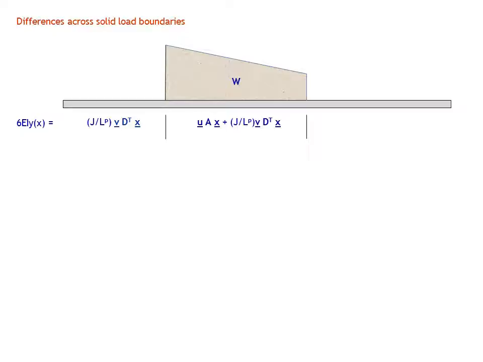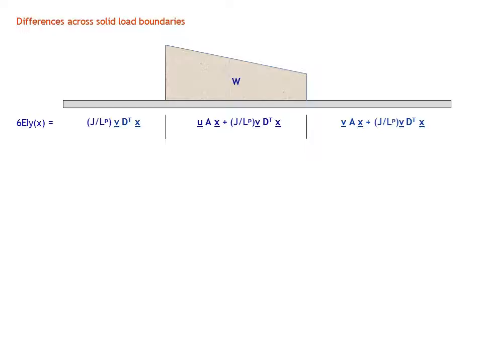To the right of a partial load, we also know that load vector u is equal to load vector v, so in that region the deflection is given by 6EI y of x is equal to vax plus j over Lp v dtx.